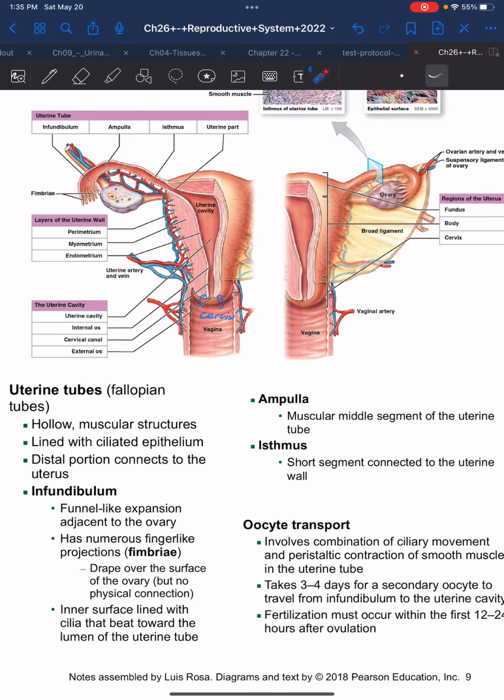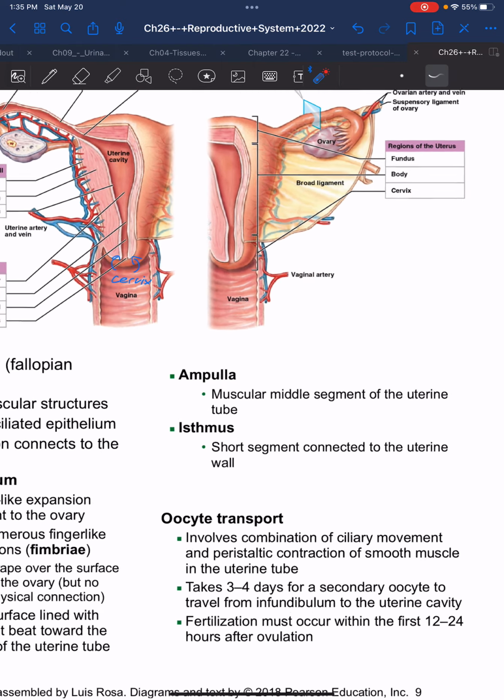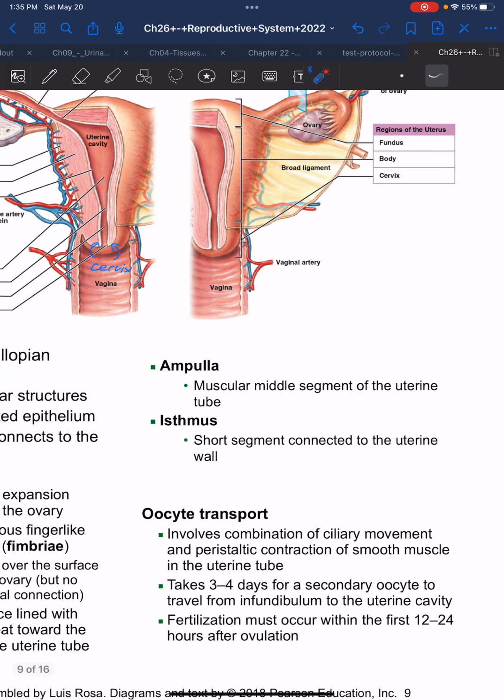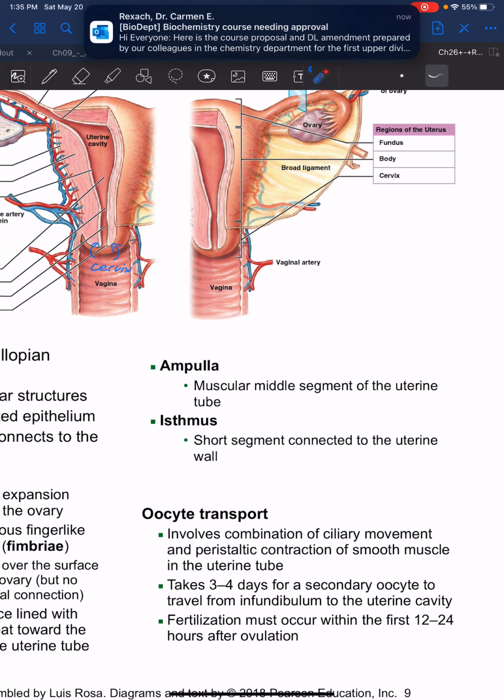And even though it's not written in the ampulla, don't worry, I won't put it on the exam. If it's not in your notes, then don't worry about it. But something that's unique about the ampulla is that it tends to be where sperm finds our egg, or our oocyte.